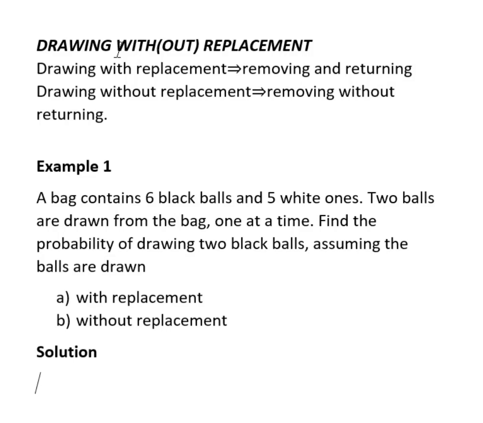Drawing with replacement in probability means removing an item and returning it. That is drawing with replacement. This is a situation whereby you remove something from where it is, identify the characteristic of interest, and then you return it back to where it was.